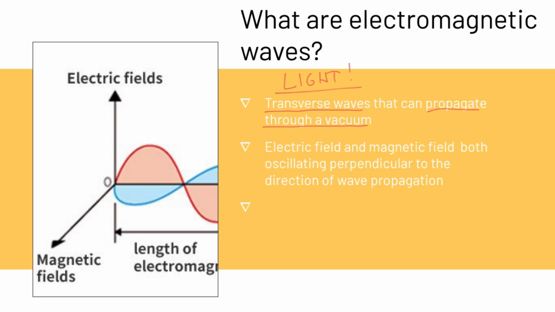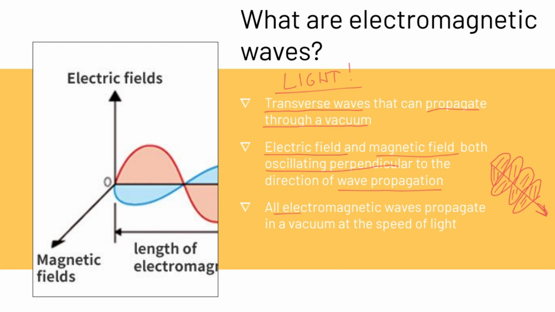So electromagnetic waves have electric fields and magnetic fields, both oscillating perpendicular to the direction of wave propagation. So if this is the direction that the wave is propagating, we have an electric field oscillating this way. And then we have a magnetic field oscillating perpendicular to that electric field, as well as to the direction that the wave is propagating.